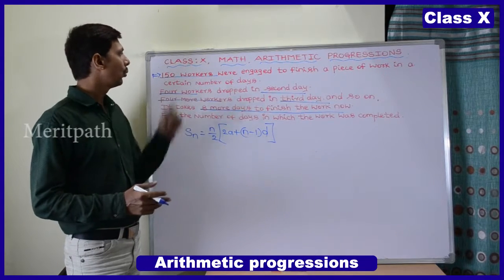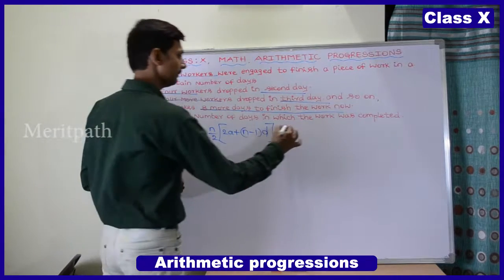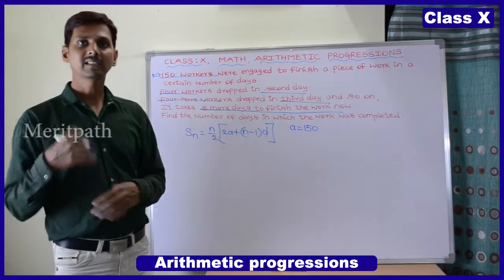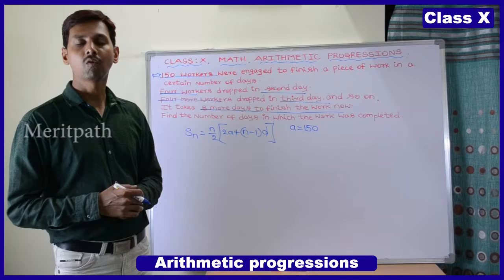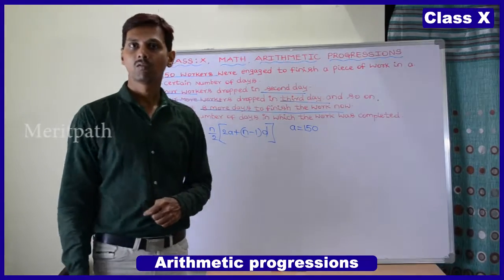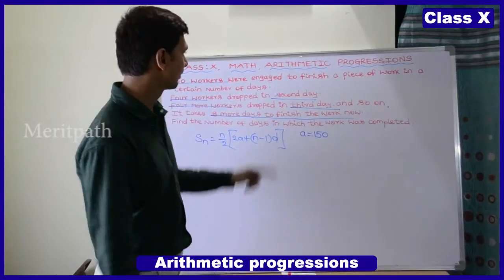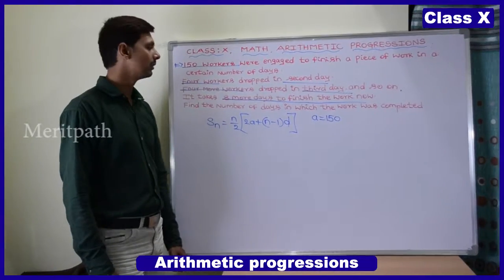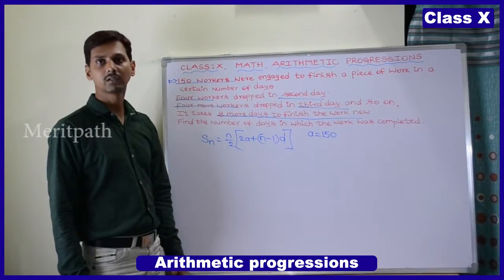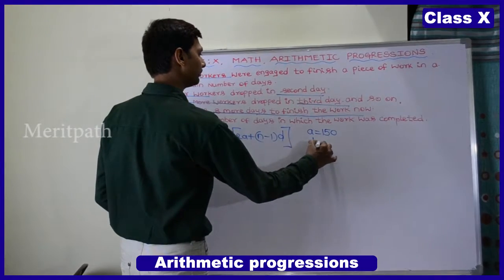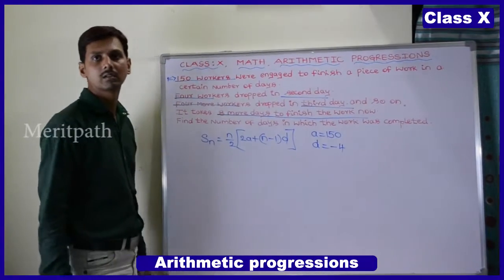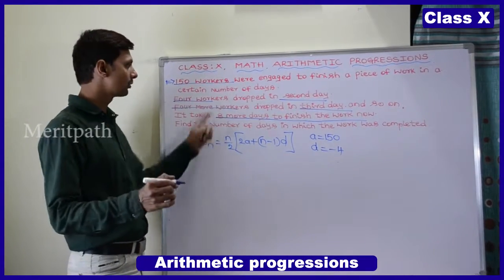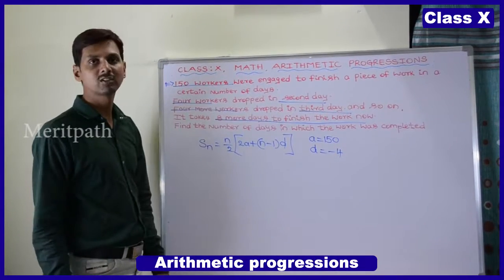So there are 150 workers on the first day. On the second day 4 workers are left, and on the third day 4 more workers are left. So it continues and so on. We need to find how many days are taken to complete that work if 8 more days are needed to finish. So d is equal to minus 4, because 4 workers leave on the second day, and on the third day 4 more workers leave. So d is equal to minus 4.